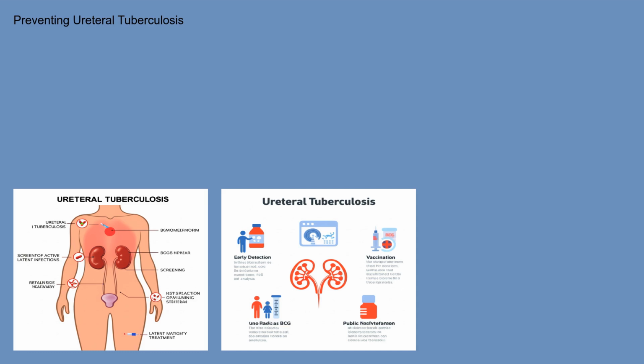Preventing ureteral tuberculosis largely relies on preventing tuberculosis itself. This includes vaccination with the BCG vaccine in areas where tuberculosis is common, early detection and treatment of active tuberculosis cases, and public health initiatives to improve sanitation and reduce overcrowding. Screening individuals at high risk for tuberculosis, such as those with HIV or close contacts of active TB cases, is also important. Finally, latent TB infection can be treated prophylactically with isoniazid for 6 to 9 months in those who test positive on the skin test.